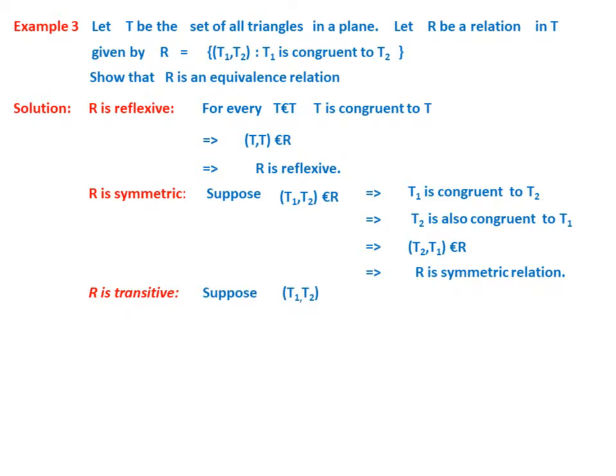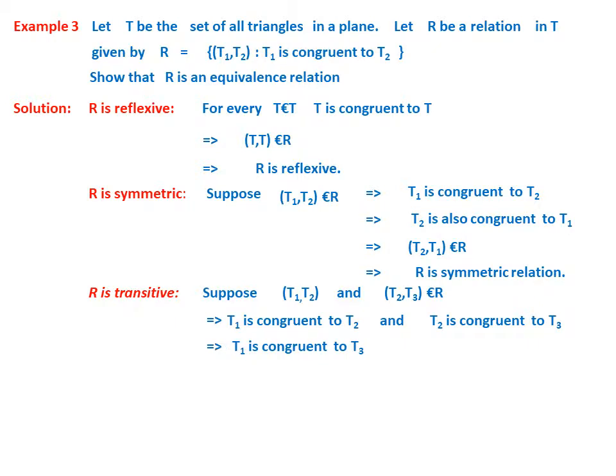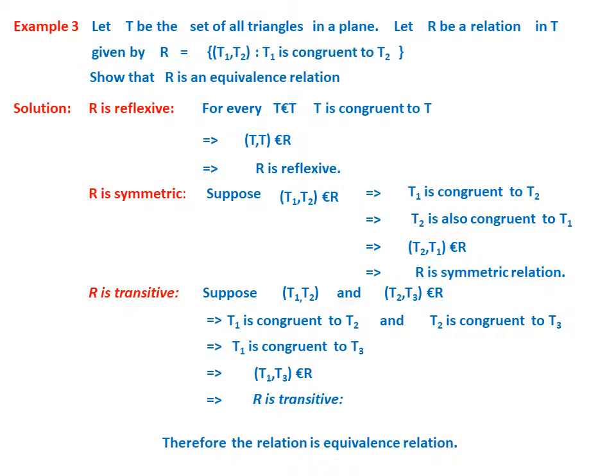Then R is transitive. Let us take, for example, (T1, T2) belongs to R and (T2, T3) belongs to R. This implies, the first one says (T1, T2) belongs to R means T1 is congruent to T2. Similarly, (T2, T3) belongs to R means T2 is congruent to T3. This implies T1 is congruent to T3. Therefore, (T1, T3) belongs to R. Therefore, R is transitive. Thus, it is reflexive, it is symmetric, and it is transitive. By definition, R is therefore an equivalence relation. So this is the third example.